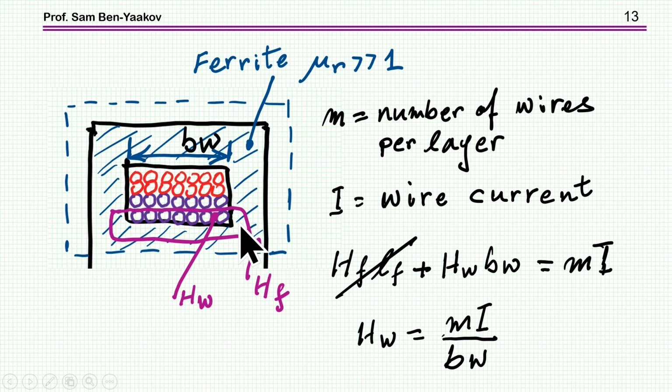Now, since the magnetic field outside is small, I can calculate the magnetic field inside as M, the number of wires per layer, and B is the length here. So the magnetic field is M times I, the ampere turns, divided by the length here. And of course, I'm neglecting this length here because H is very small. So here I have an expression for the H.